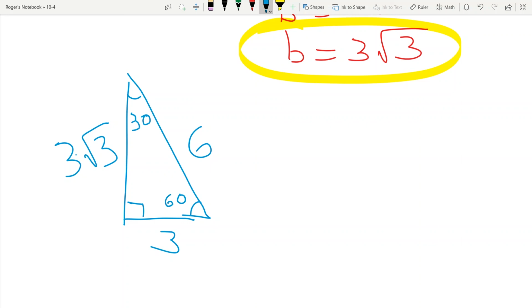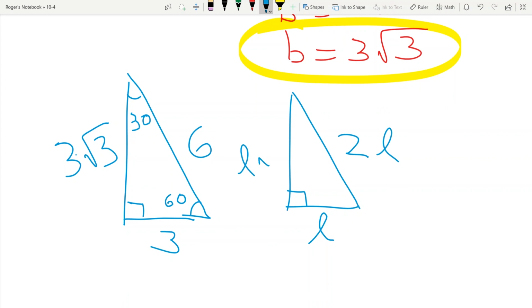30, 60, 90 triangles always have sides. By the way, this is short repetitive exposures. You don't have to be responsible for this. I'm not going to give it to you on a test, but they are always like this. If this is L, this side will be 2 times L, and this side will be L times the square root of 3. L, 2L, L square roots of 3. When we have a 30, 60, 90 right triangle. Okay? L, 2L, L square roots of 3.